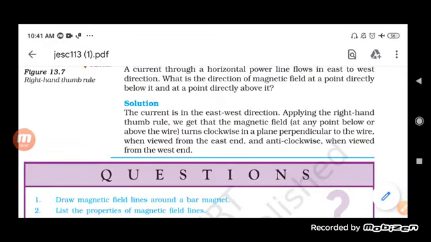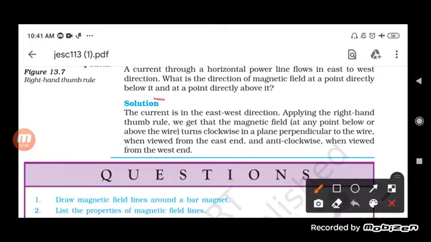So here a question is also given. Now see here, the current through a horizontal power line flows in the east to west direction. What is the direction of the magnetic field at a point directly below it and at a point directly above it? So if the current is in the east-west direction, then by applying the thumb rule, we will get the magnetic field below or above the wire.